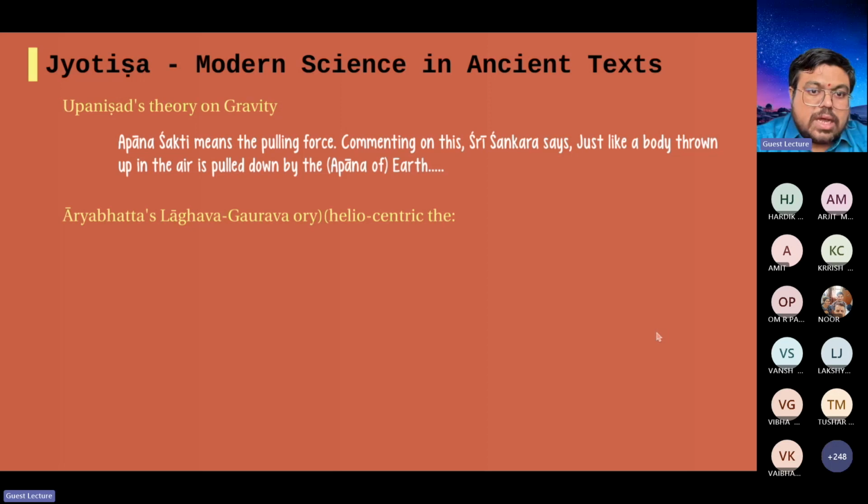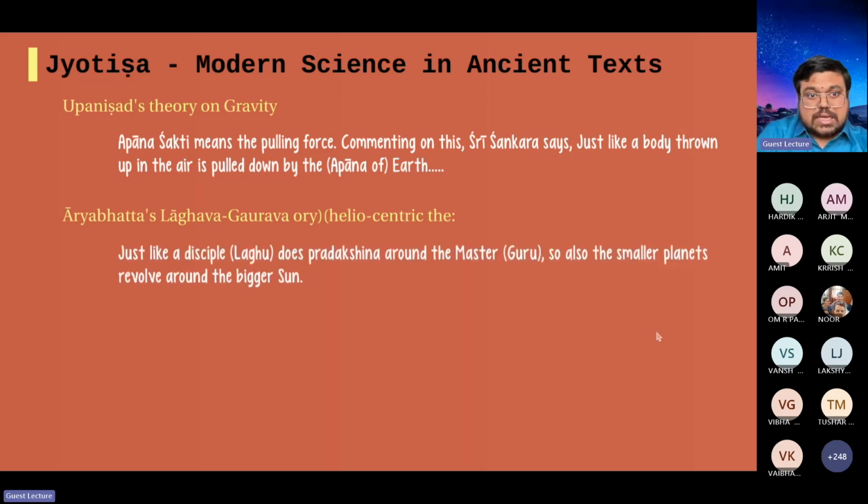In Aryabhatta's Laghava Gaurava theory, which is the heliocentric theory, Aryabhatta says, just like a disciple does pradakshina around a guru. Pradakshina means revolving around a guru. Just like in a mandir, we go around the mandir and come. Like that, Laghu and Guru. Laghu means short, Guru means big. So the rule of Laghava Gaurava means the short-statured one revolves around the large-statured one, just like we see in everyday life. The planets which are short-statured revolve around the sun. This is what Aryabhatta said many hundreds of years ago, which is the heliocentric theory.